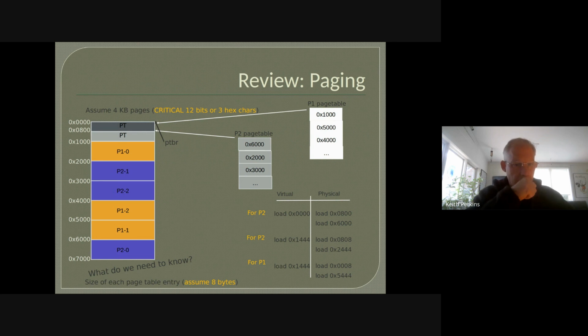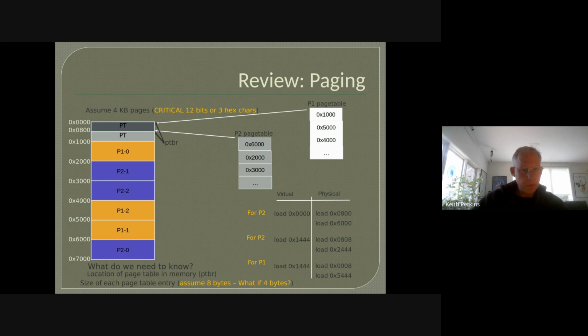0x5444. Notice that process 1 and process 2 are both loading from virtual address 0x1444, but the actual physical address for process 2 is 0x2444, and process 1's virtual address of 0x1444 is at physical address 0x5444. So if each page table entry weren't 8 bytes, if it were just 4 bytes, then all that would change is these offsets when I'm indexing into my page tables.